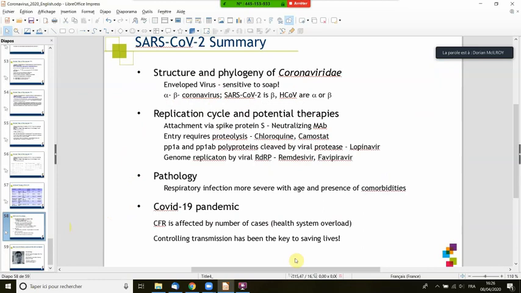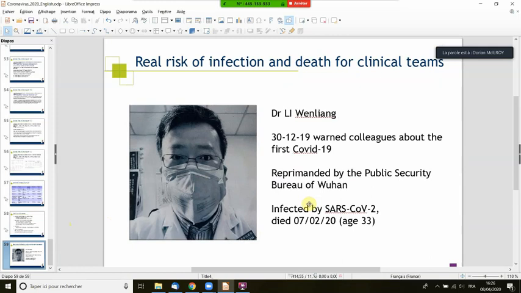And my last slide is of Dr. Li Wenliang, who was one of the first people to warn his colleagues about the outbreak. The only thing that happened to him from his hierarchy is that he was warned not to spread bad rumors by the Public Security Bureau of Wuhan. He got told off and told to keep it quiet. Unfortunately, he was infected by the virus and died at the beginning of February, at just 33 years of age, poor guy. So there's a real risk of infection and death for the clinical teams involved. And I hope everybody goes out at 8 p.m. to give them a clap.